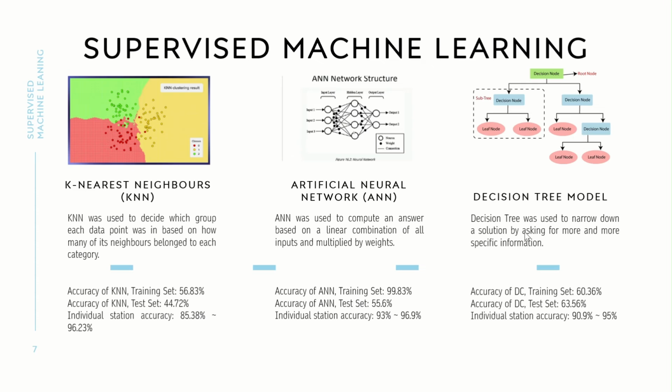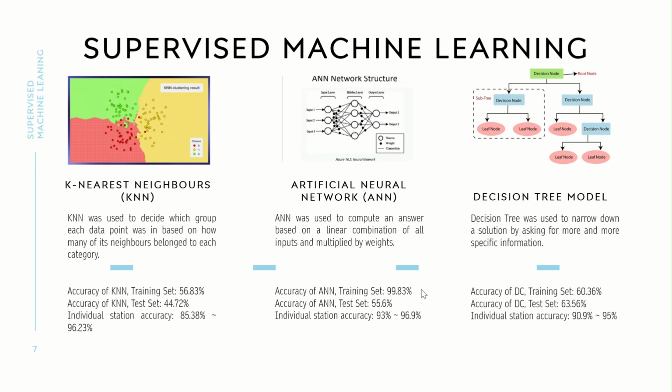And the last one, we use the decision tree model. We narrow down the solution by asking more and more specific questions. The accuracy for the training set is around 60.36%, and the accuracy of the test set is around 63.56%. For the individual station accuracies, it varies from 90.9 to 95%.